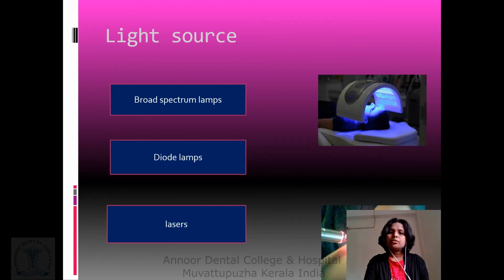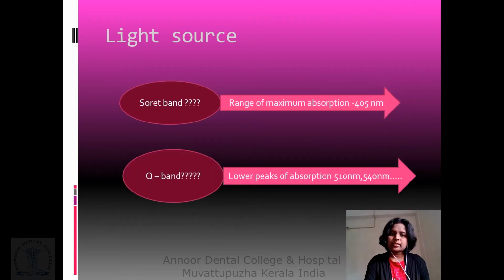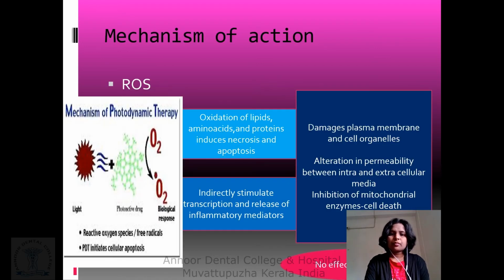We have to use a certain light source. We have already discussed the photosensitizers. Coming to the light source, we can use broad spectrum lamps and diode lamps as well. Light absorption occurs in two bands, the Soret band and the Q band. The maximum absorption of the Soret band is at 405 nanometers, and the Q band has lower absorption peaks at 510 nanometers and 540 nanometers.